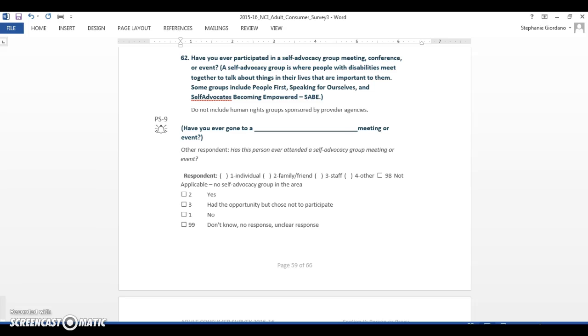I do want to point out, since we've gotten a number of questions about this, we are looking specifically for self-advocacy groups focusing on disability rights. I also want to point out that middle response is that the person had an opportunity to go to a meeting or conference or event, but chose not to participate.